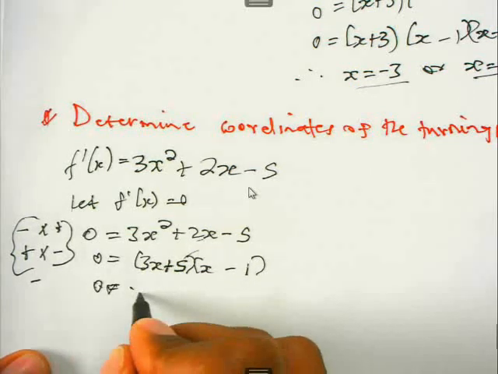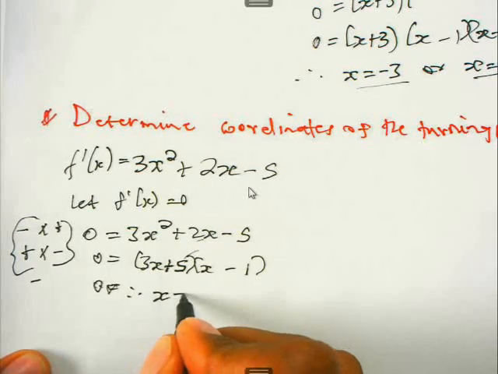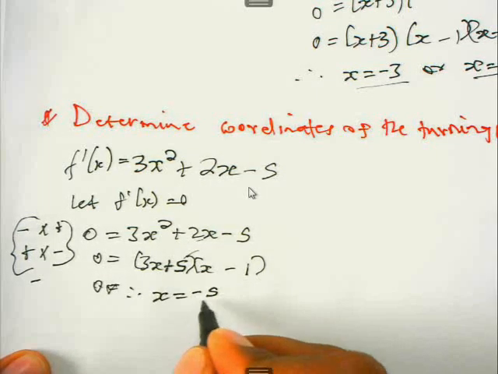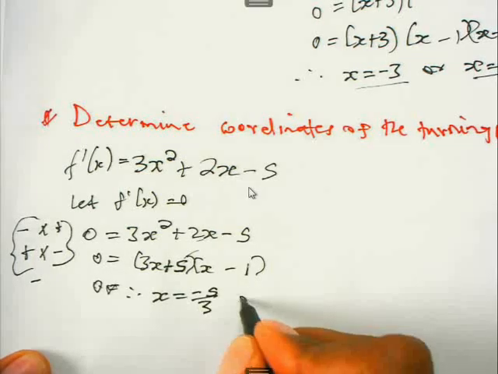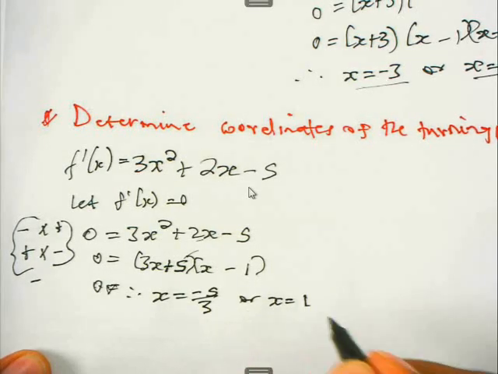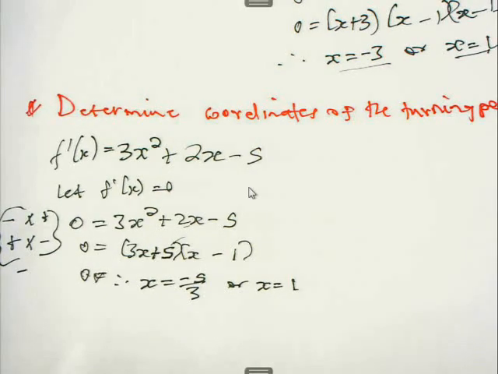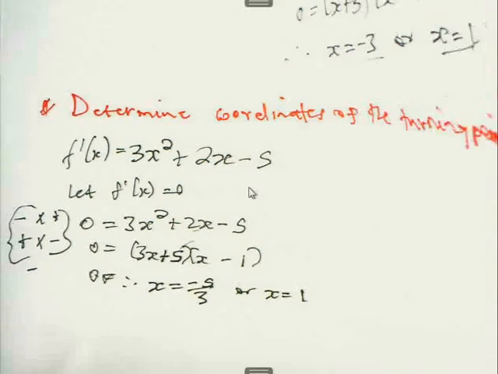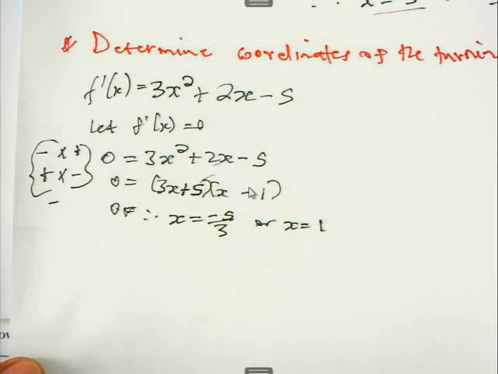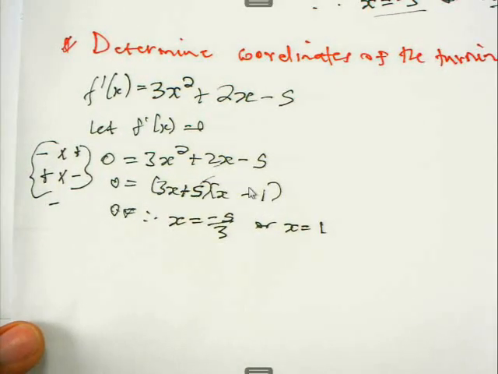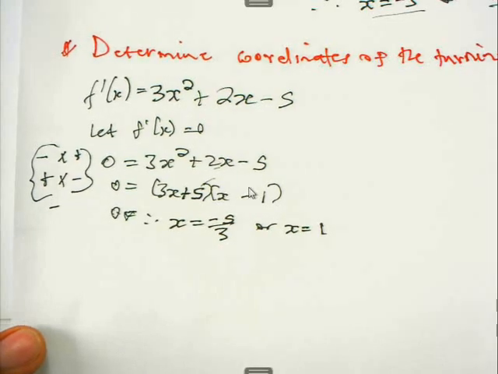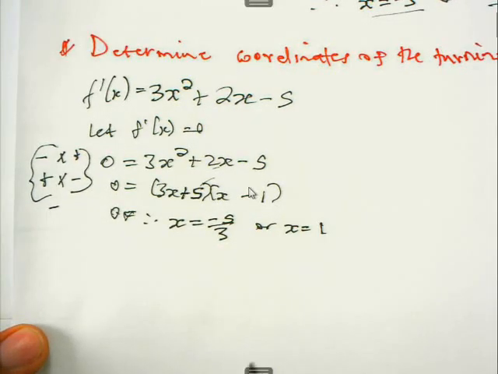We can now say, therefore, x is equal to minus 5 divided by 3, or x is equal to a positive 1. Do you have these x values? Okay, great. Once you have the x values, what is it that you must do now? You must find the corresponding y values. Is that correct? Yes. How do we determine the corresponding y values?